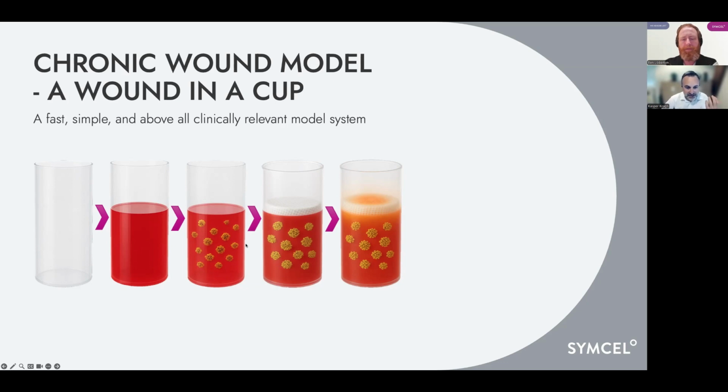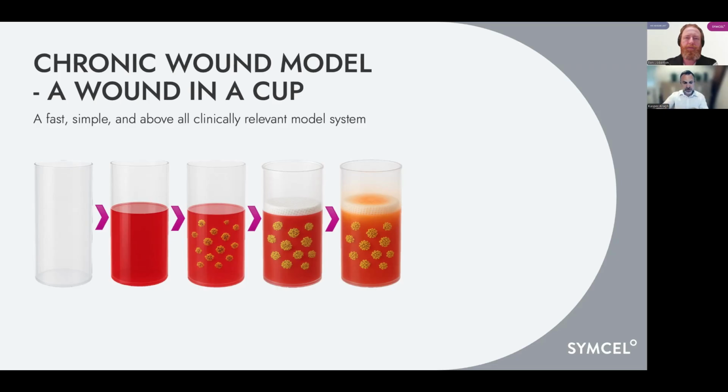What you then have is a chronic wound in a cup, as I say, that you can then apply different treatments on top of. You can add on dressings, you can add on lotions or whatever you want to test on it. And you will have diffusion of the treatment down through this little cup, but you will also have oxygen diffusion from the top.